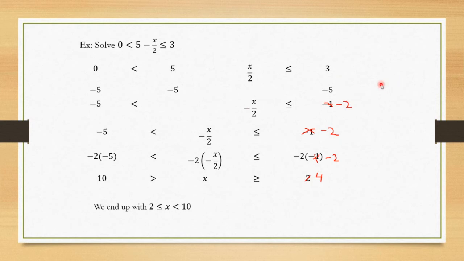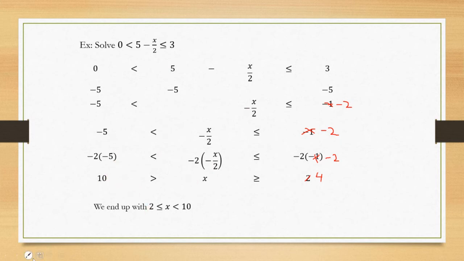But again, we want x all alone, right? So what are we going to do? Well, we can multiply both sides by -2. By doing so, we'll get x. But we also have to turn the inequalities around, which I do here. So here we have -2 times -2, -2 times -5, and we get this.